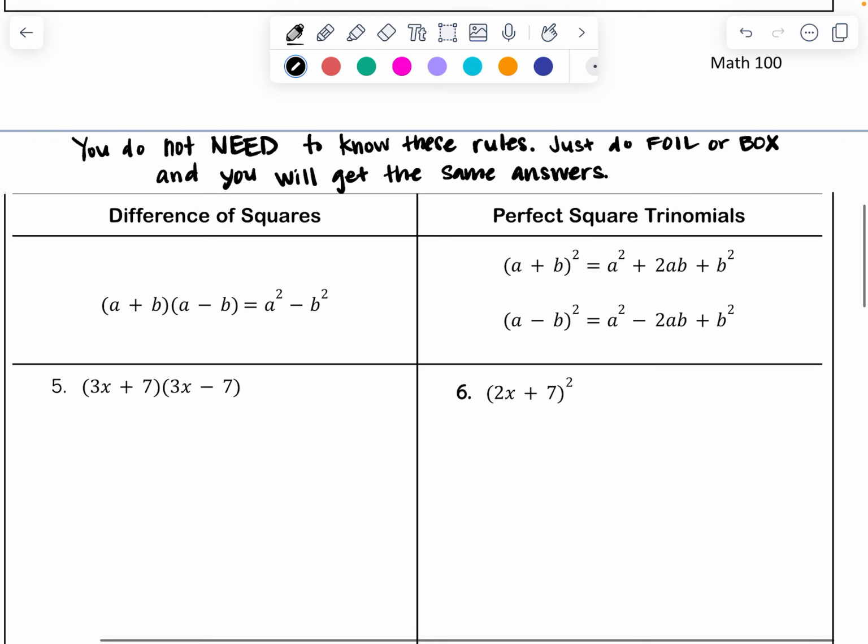So these are just common things you might see. And you could recognize the pattern, and that might help you go a little faster. However, if you just do FOIL or box, you're going to get that answer.